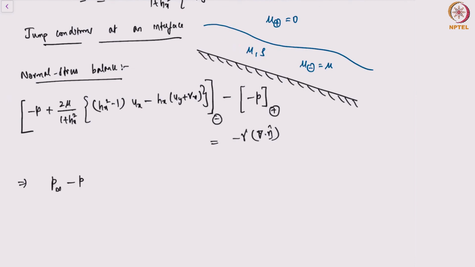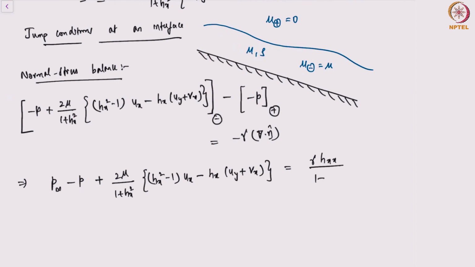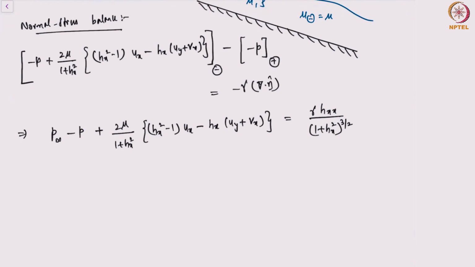So if I combine the two terms, I have P infinity minus P plus 2 mu by 1 plus hx square into hx square minus 1 ux minus hx into uy plus vx, this is all for the fluid below, will be gamma times hxx by 1 plus hx square whole power 3 by 2. This is my normal stress balance.